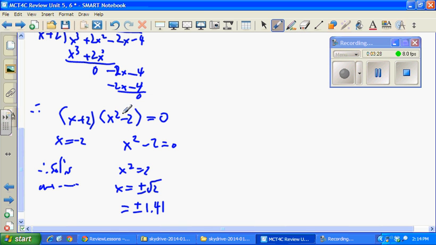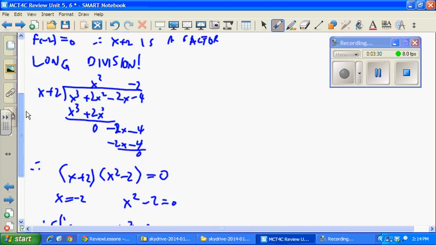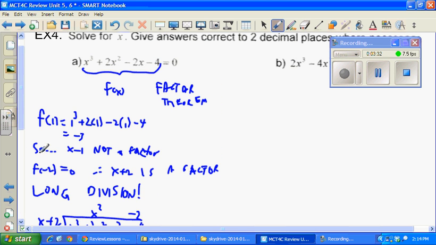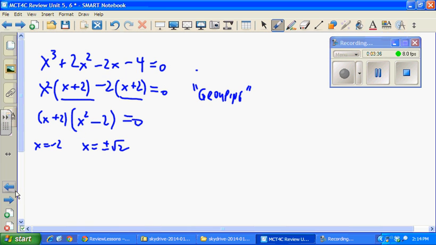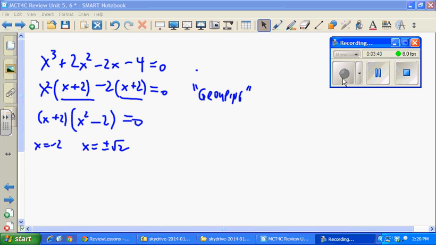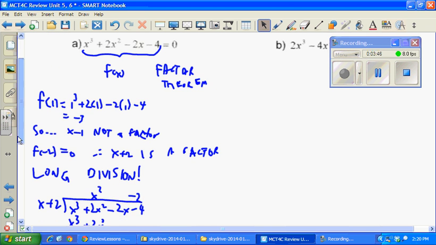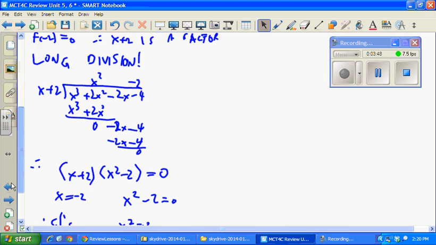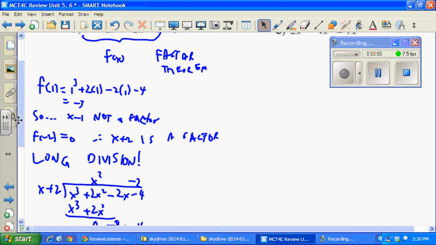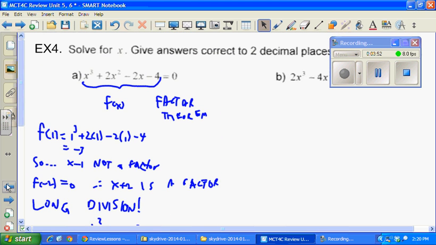Now, I want to remind you of something, and maybe some of you saw this: this actually factors by grouping, and I want to show you that. And we see that this technique's a lot faster than using the factor theorem and long division. So if you can spot those grouping ones, folks, holy moly, that's a big time saver on an exam.